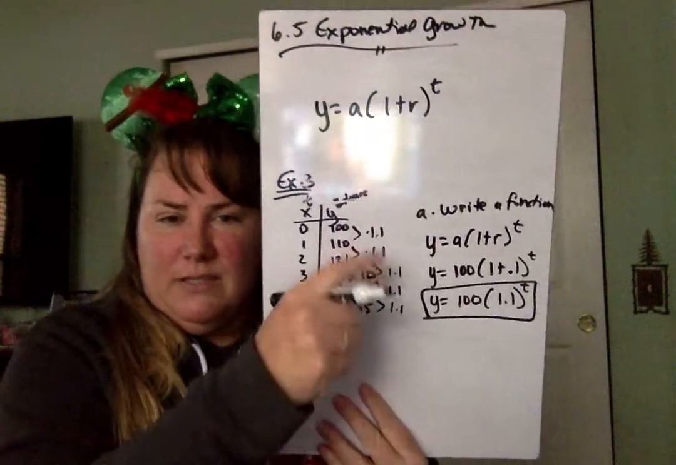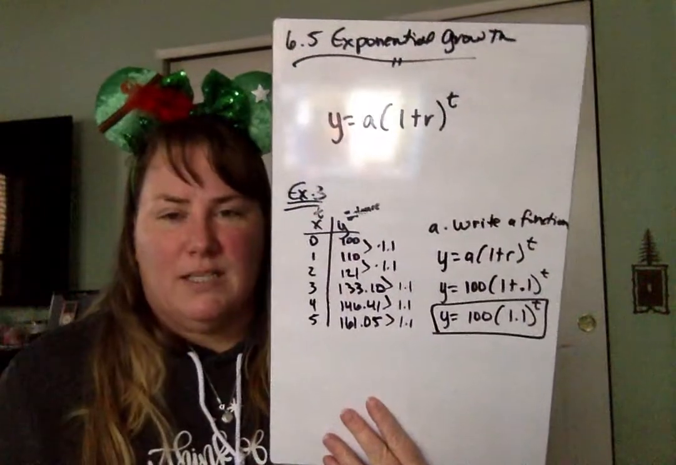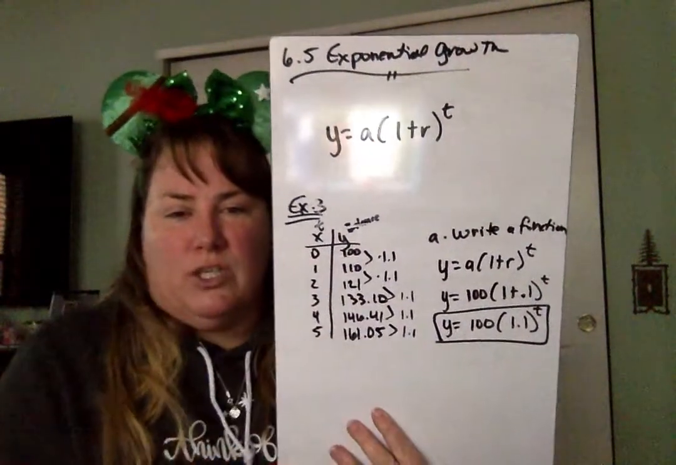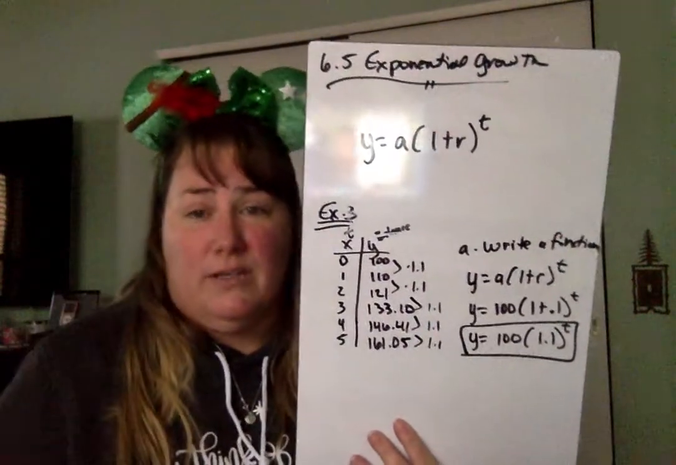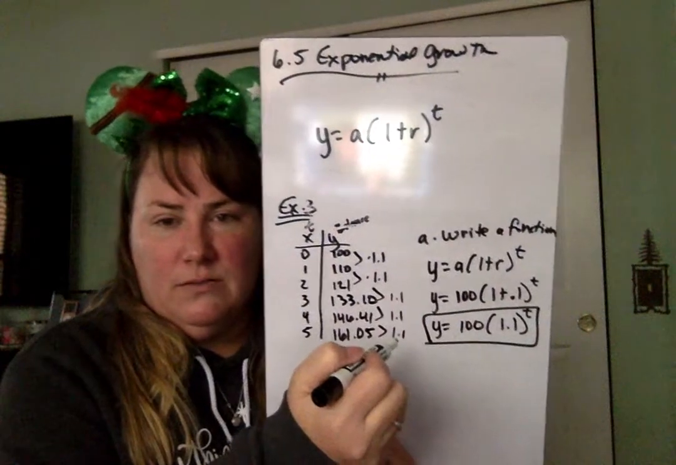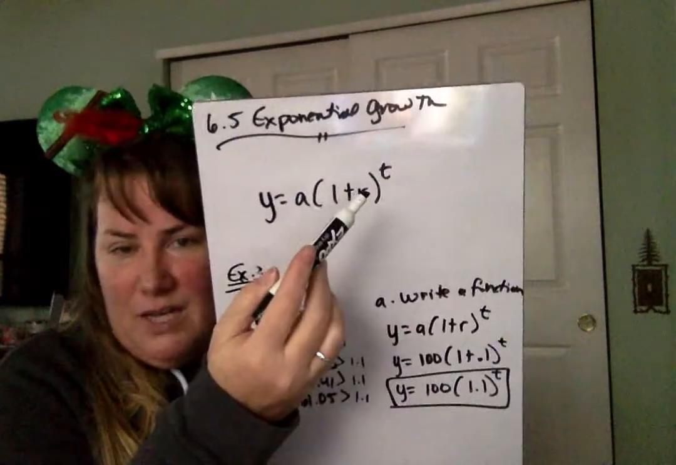Be careful about this because you've got to remember what you're asking. How much is it increasing? What's the rate at which y is changing? And it's changing by 10%. But here you're just figuring out what the common factor is. Your common factor is not your rate.